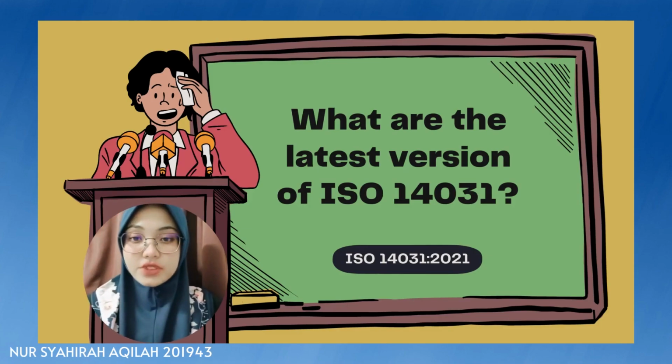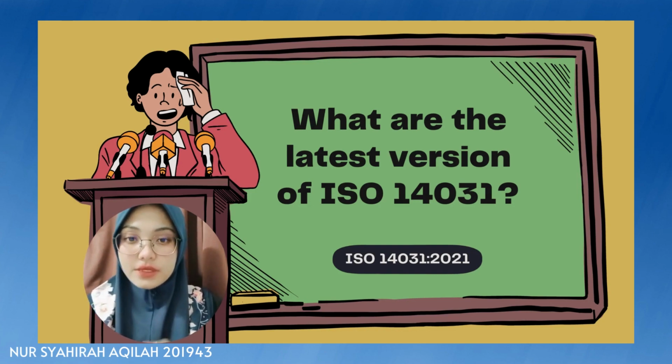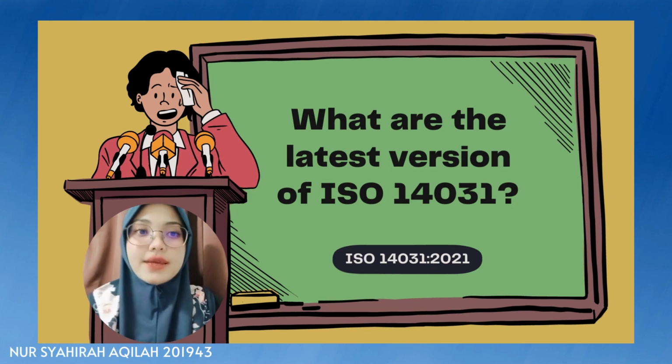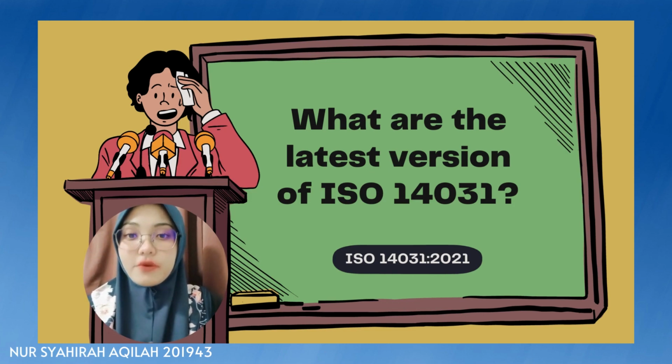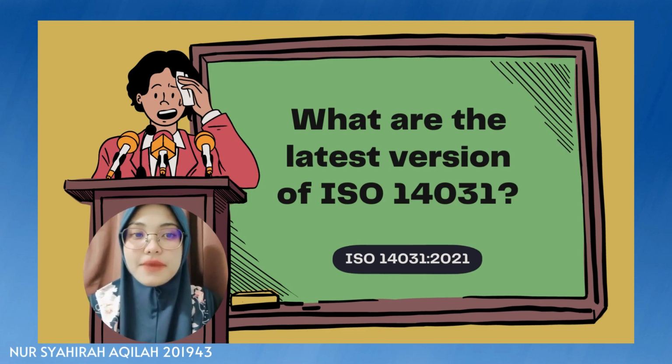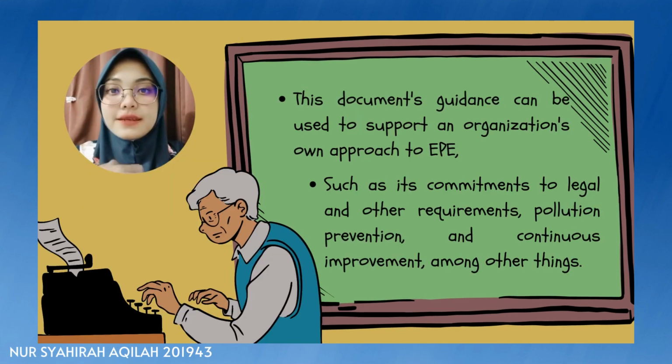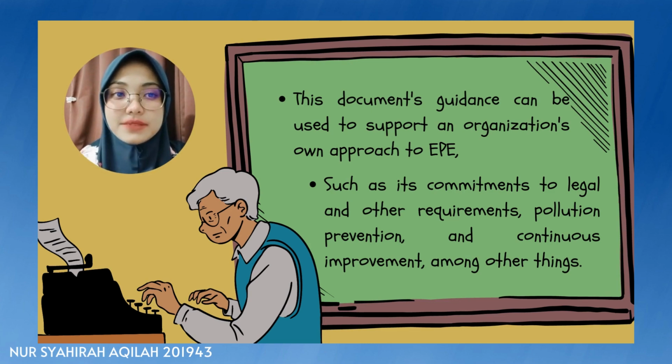What is the latest version of ISO 14031? Okay, the latest version is ISO 14031, the 2031. This ISO specifies guidance for the development and implementation of environmental performance evaluation or EPE systems within organizations. It applies to all types, size, locations, and complexity of organization. This document's guidance can be used to support an organization's own approach to EPE, such as its commitments to legal and other requirements, pollution prevention, and continuous improvement, among other things.